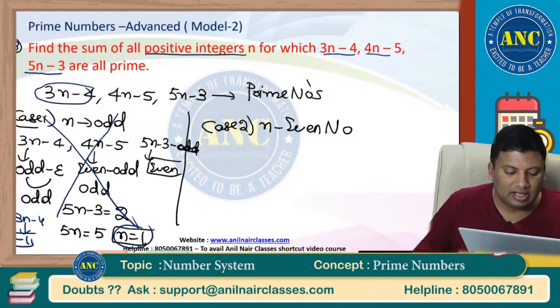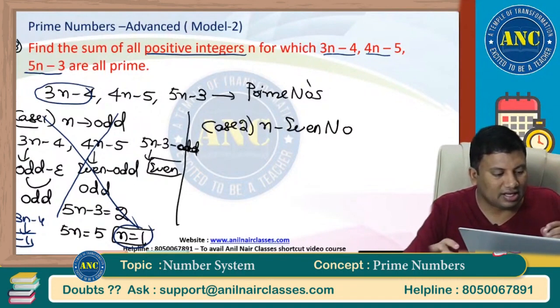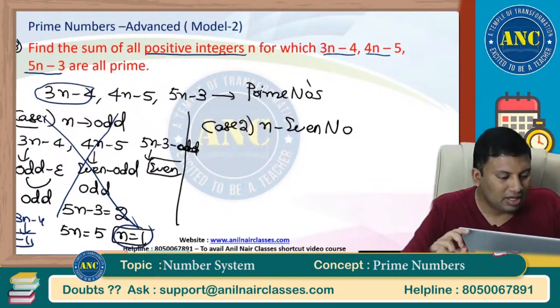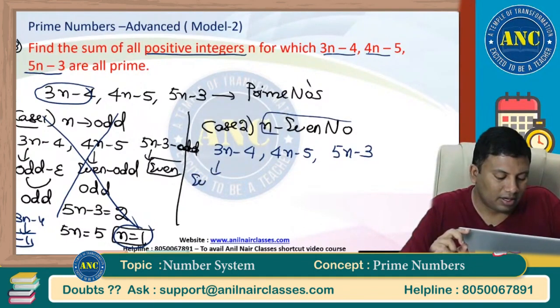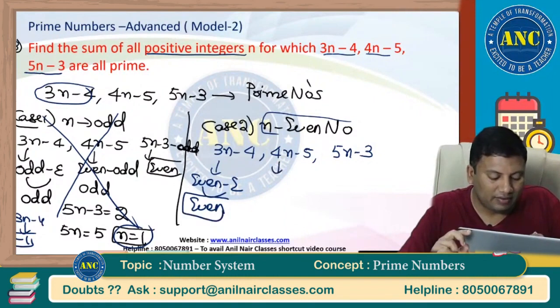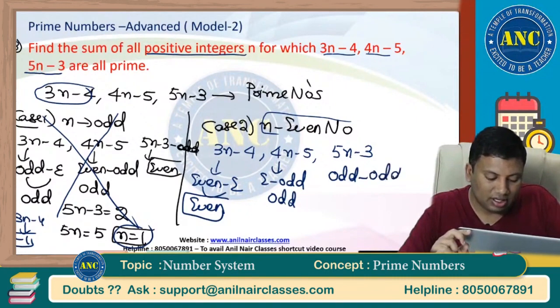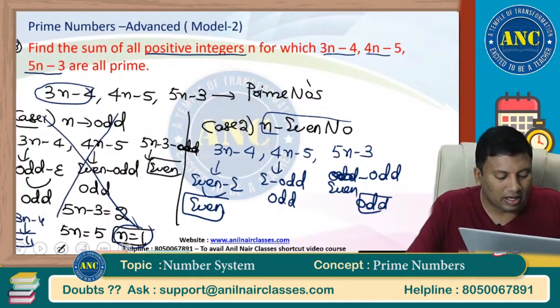Case number 2. N is an even number. So if n is an even number, now if you see here, 3n minus 4, 4n minus 5, 5n minus 3. Even into odd, even number. 4 is an even number. Even minus even, it is even. Even into even number, even. Even minus 5, it is an odd number. Even into 5, odd. This 3 is also an odd number. Even into even minus odd, it is odd. The only one case which we got is 3n minus 4 should be even.